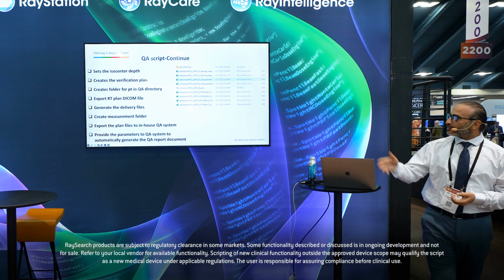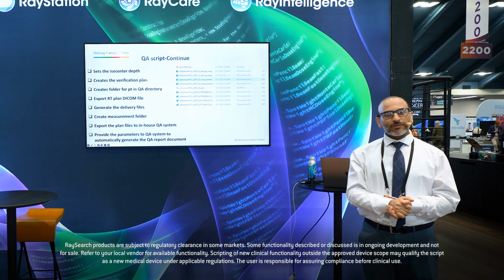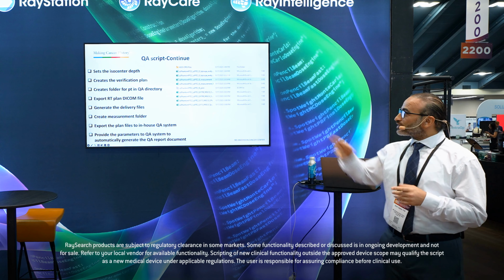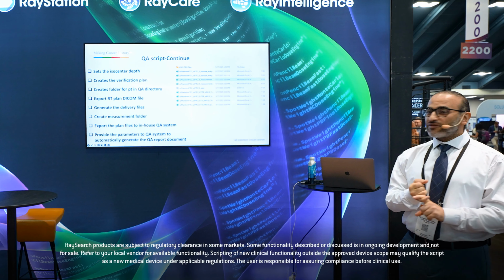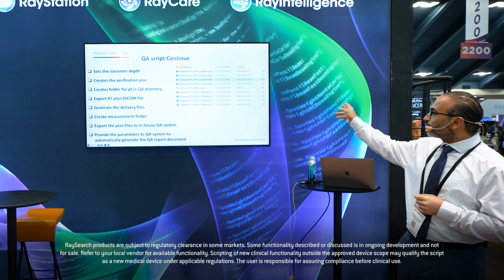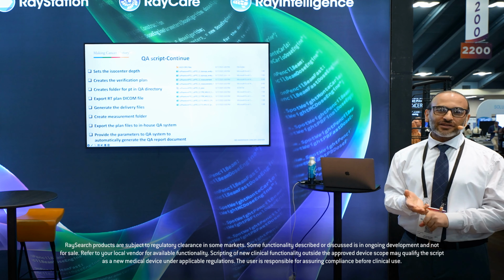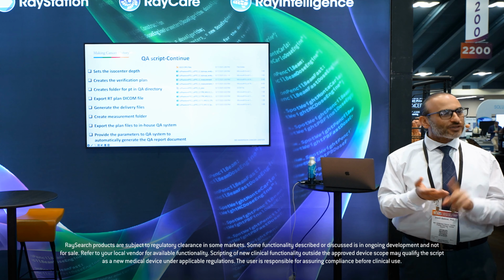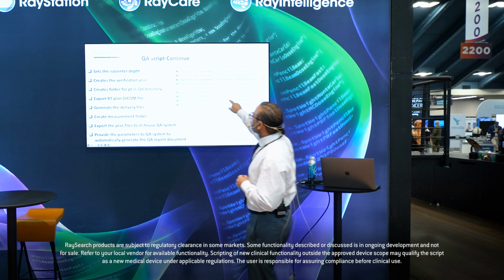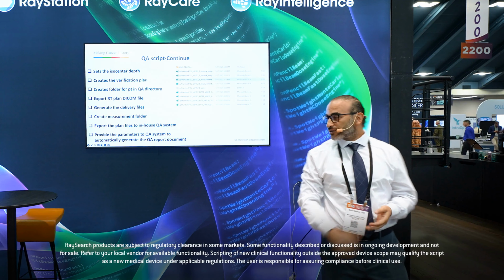So quickly here, that is an example of what you get when you run the script. And the script is doing a lot of things. First, it sets the isocenter depths. It creates a verification plan. It creates a folder for each patient in our QA directory. It exports the DICOM files, generates the delivery files, the control point and spot files, everything. And it creates the measurement folder, which is this folder. And in this folder, we put our measurements.